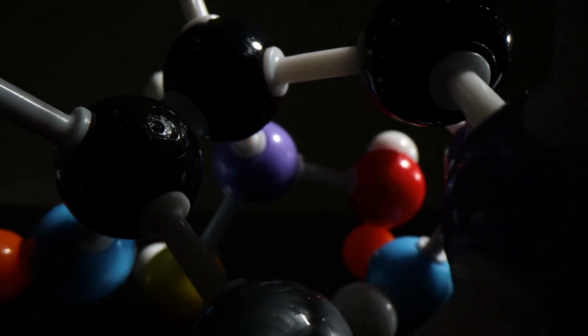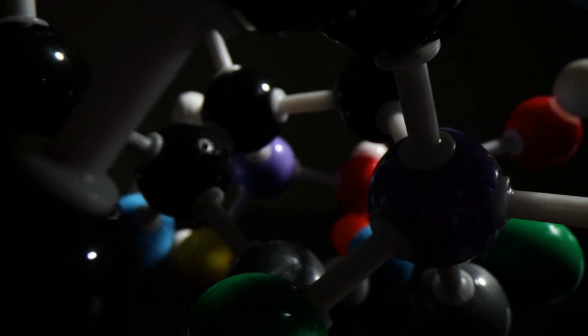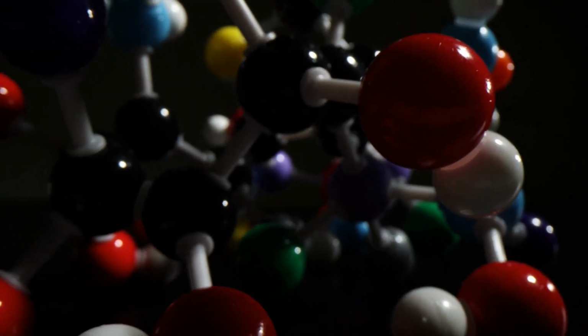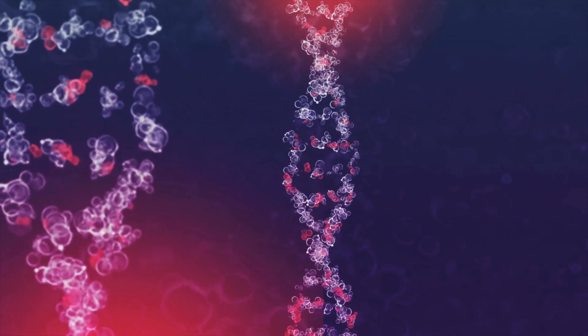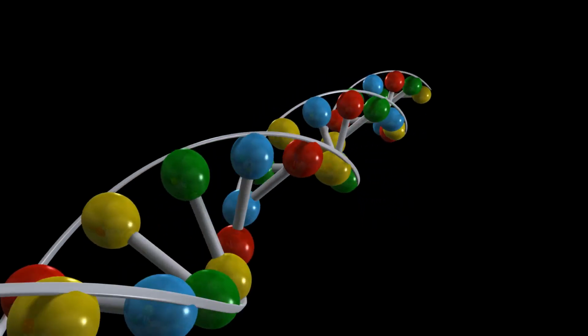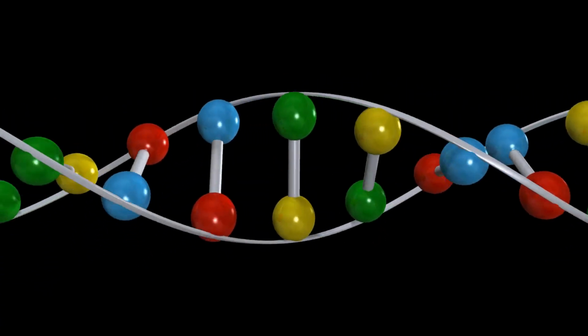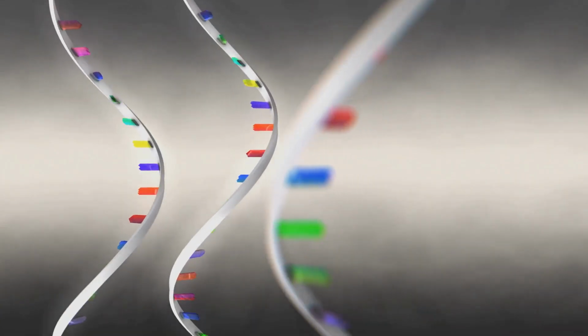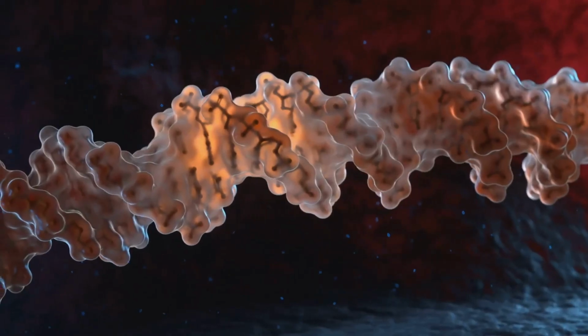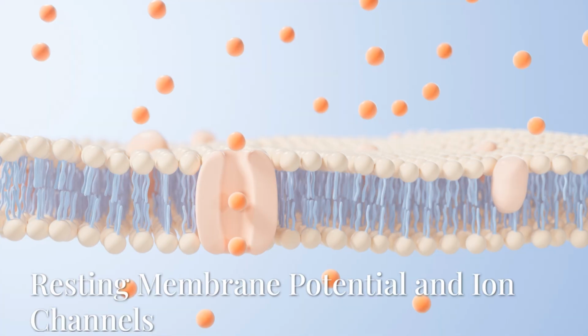Organic compounds are molecules containing carbon and are found in living organisms. Some examples include carbohydrates, proteins, lipids, and nucleic acids. Now, let's talk about the importance of DNA and RNA. DNA stores genetic information and instructions for protein synthesis, while RNA translates genetic information from DNA into proteins and performs various roles in gene expression.